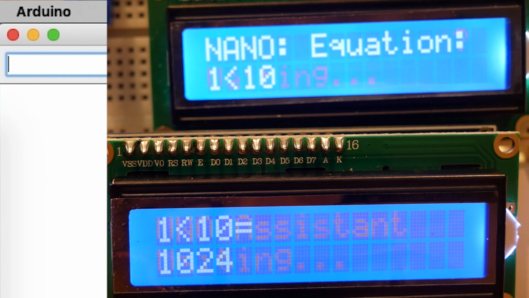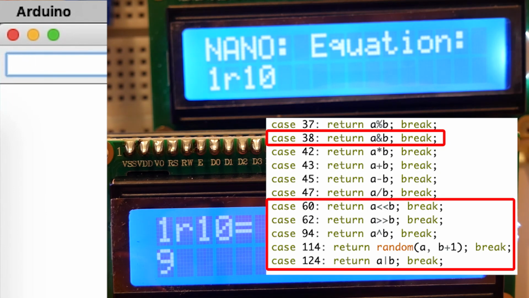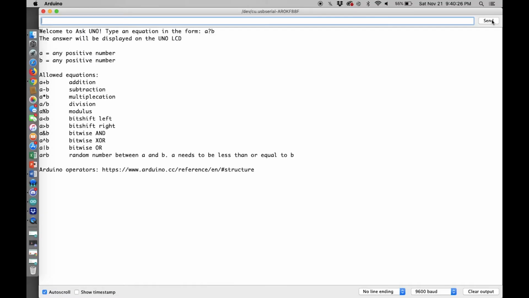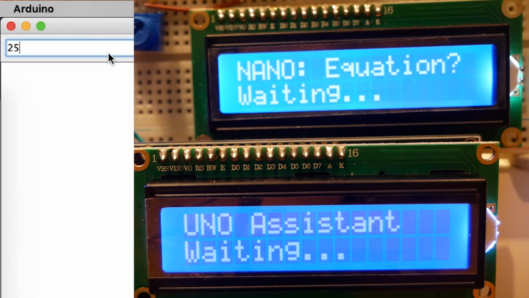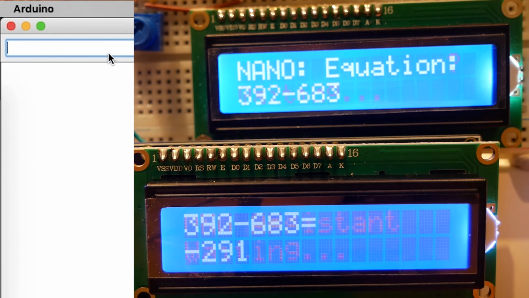To extend the use of this project, more operators were added, including bitwise operators and a random number generator. Instructions on how to use all operators are shown when starting up the serial monitor. By taking a look at a way of communication between devices, a sort of talking network can be established to process and relay simple arithmetic, opening up the door to more complex projects using different forms of communication.